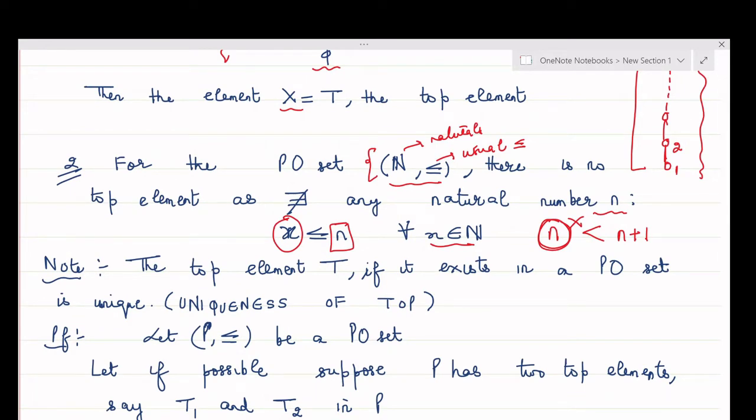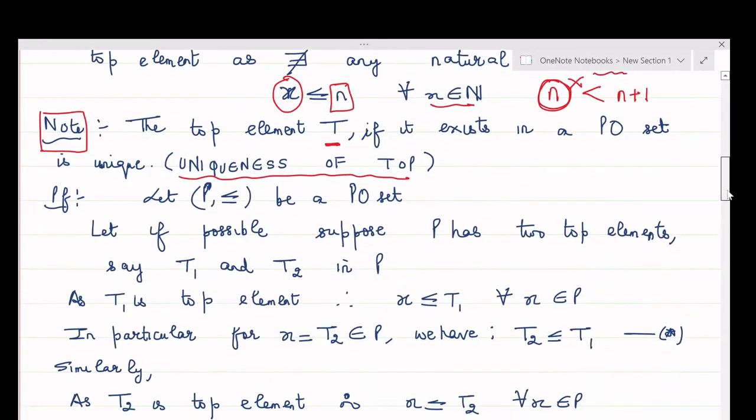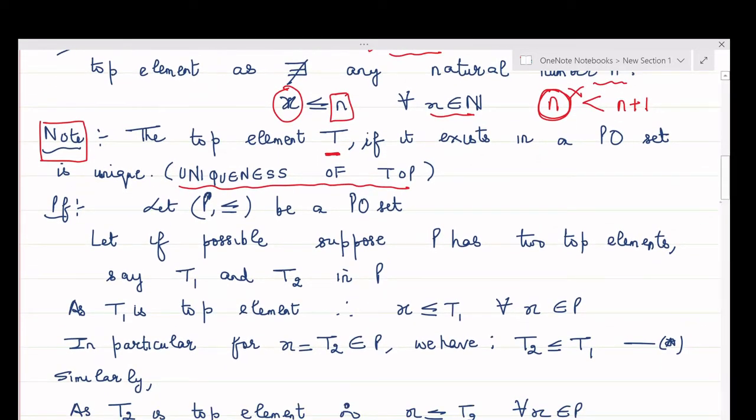Now coming to a note. This particular note establishes the uniqueness of the top element. The note says that if for a given poset P a top element T exists, then it will always be unique. So whenever the top element exists, its uniqueness is assured. We can prove the uniqueness of the top element by using the anti-symmetry property of posets. And how do we do that? This is how the proof goes.